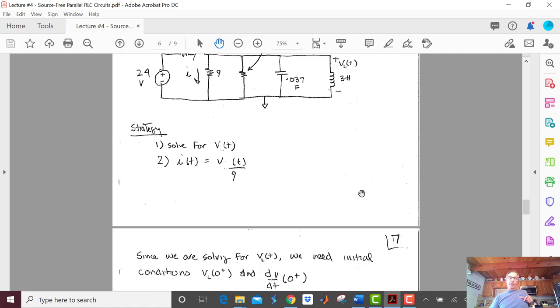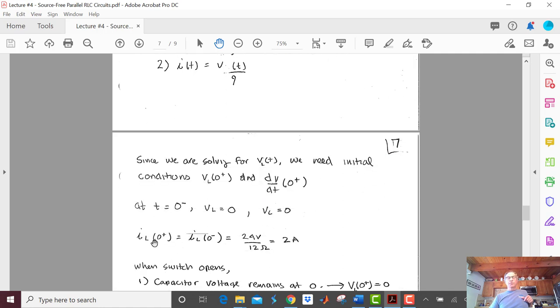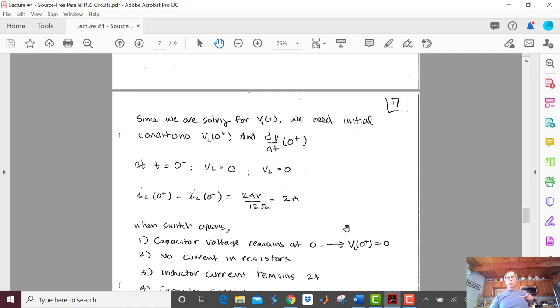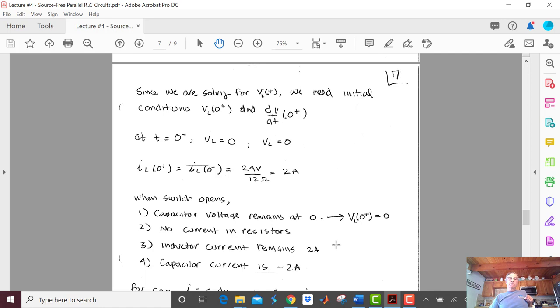24 - 0/12 is 2 amps. So here that is. I also know that at t equals 0+, the capacitor voltage can't change quickly, so V at 0+ equals 0. That's one of the things I need. Now I need dV/dt.